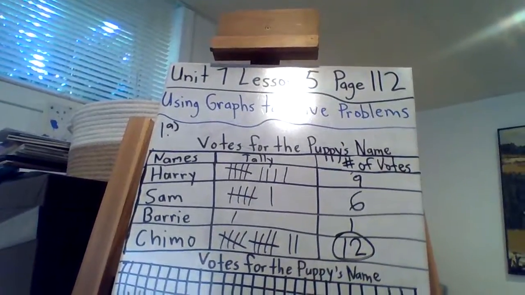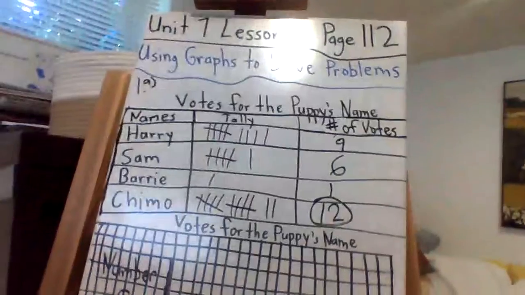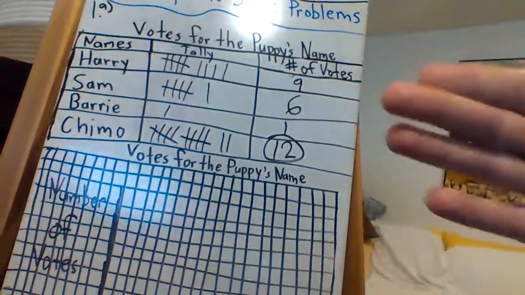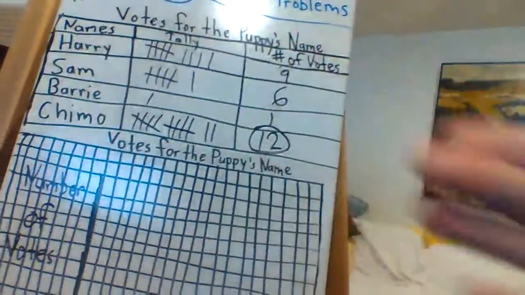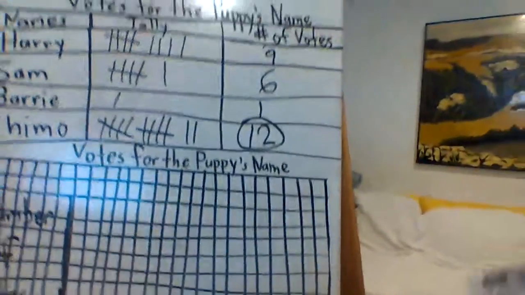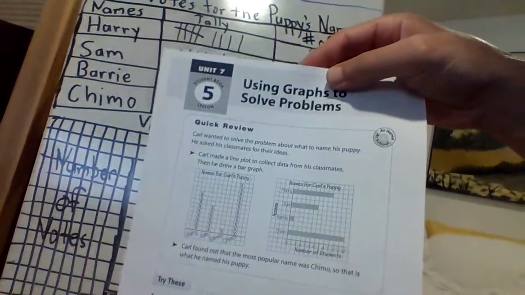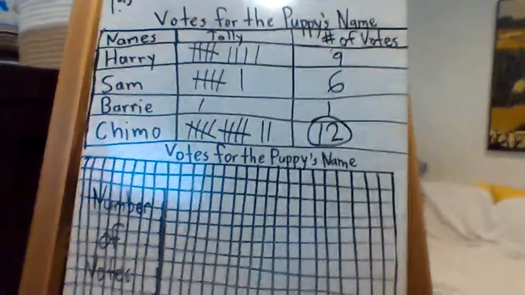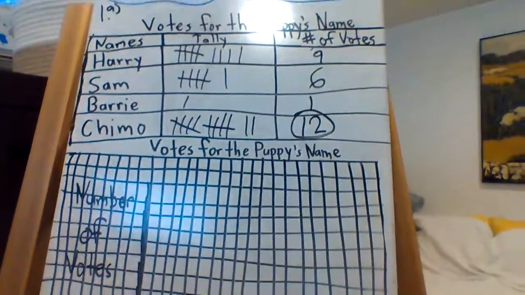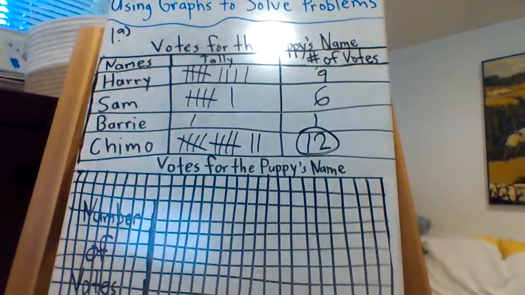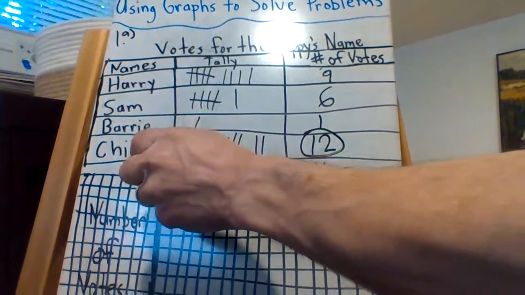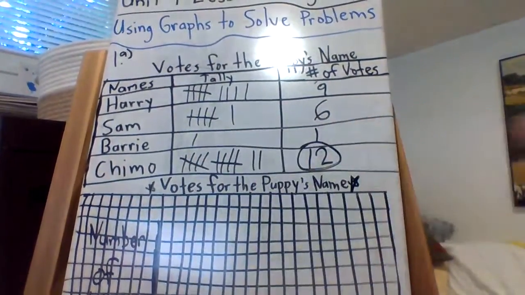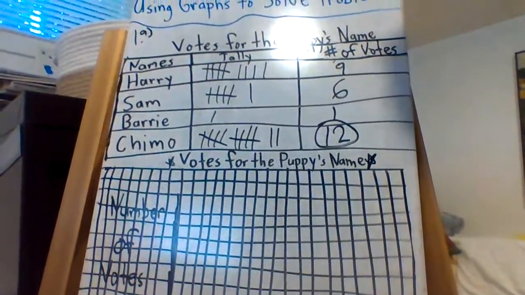Now, B says draw a different bar graph, and the only 2 bar graphs I know are vertical, up and down, and horizontal, across. And they already did horizontal. They went across. So we are going to do vertical and go up and down. Now remember, on our bar graphs, boys and girls, there's like 3 titles. Okay, number 1, title. Votes for the puppy's name. Always put that on top, just like a book or a story.